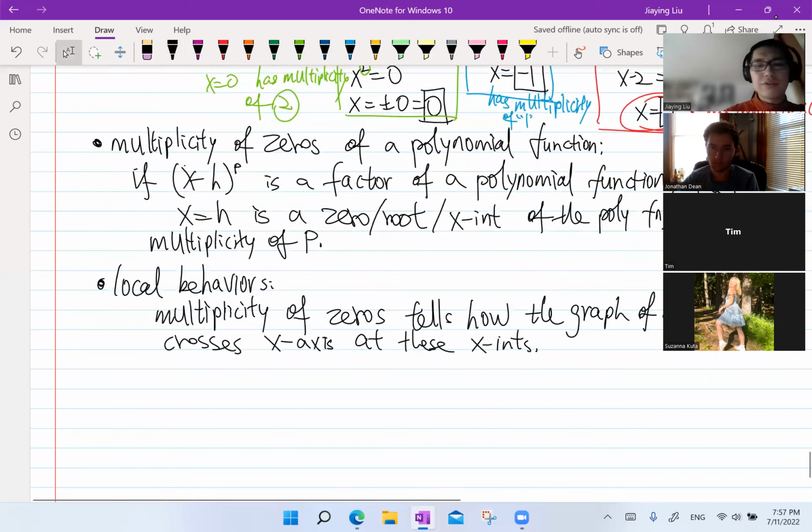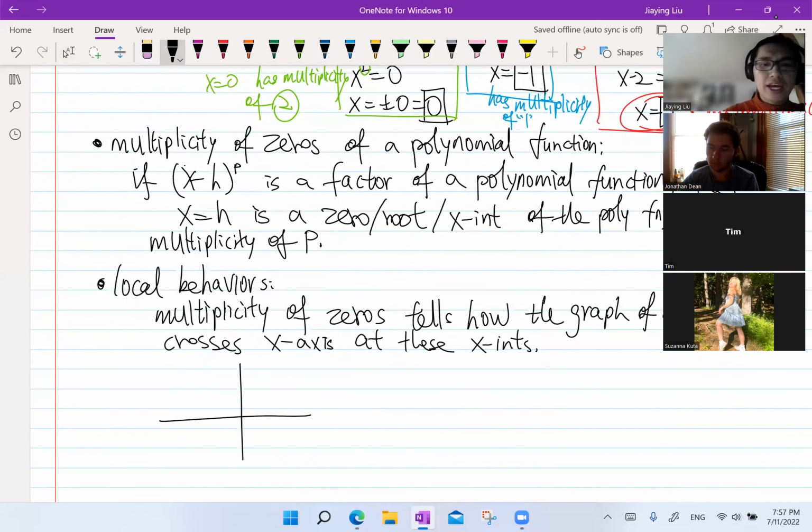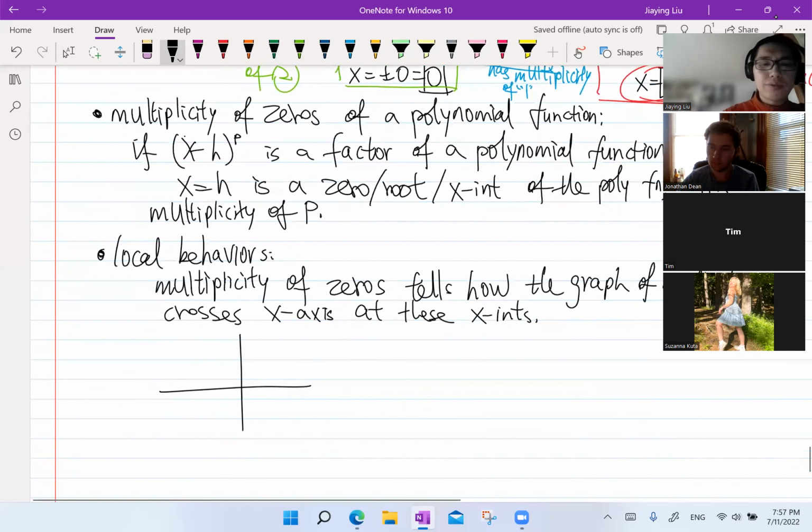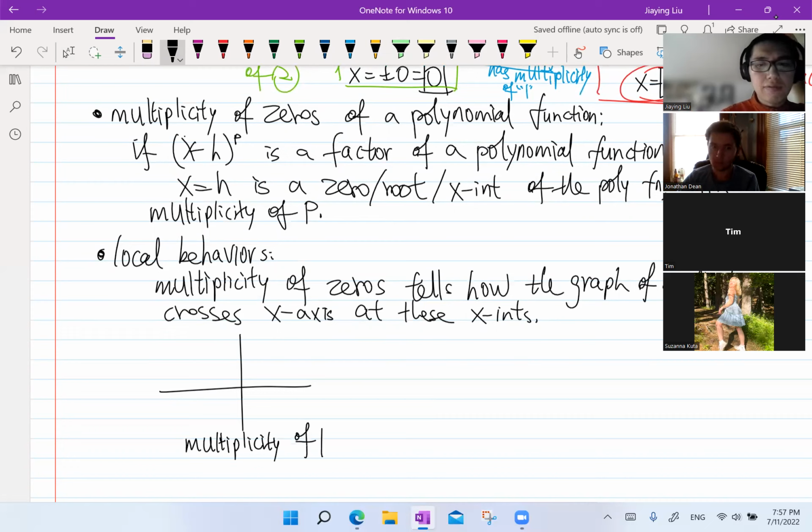So I'm going to draw a few examples. If it has a multiplicity of one, the graph is going to cross the x-axis like a straight line. So right here, right at the x-intercept, the graph is going to cross it like a straight line.